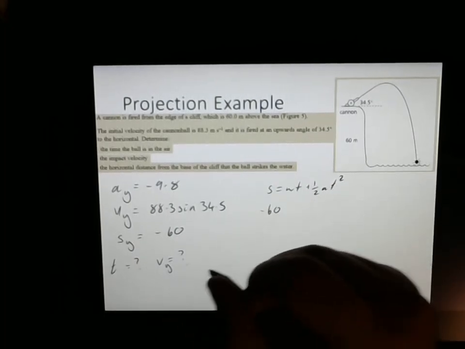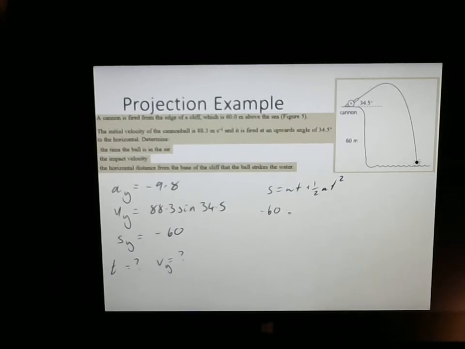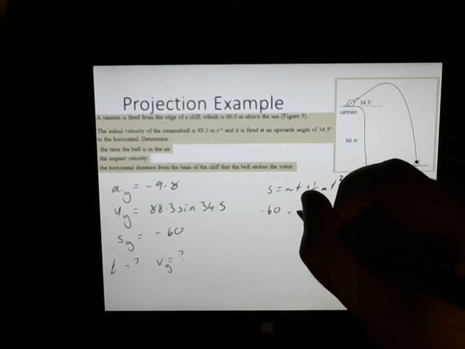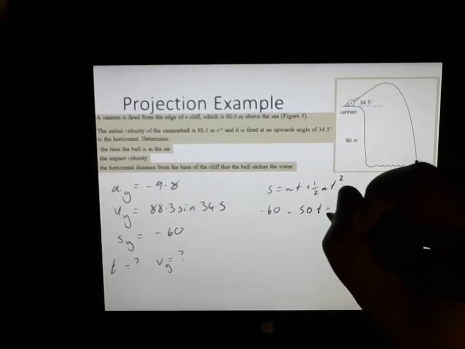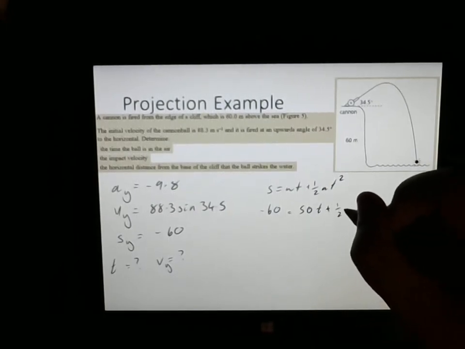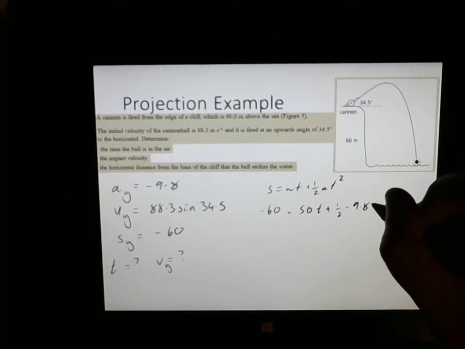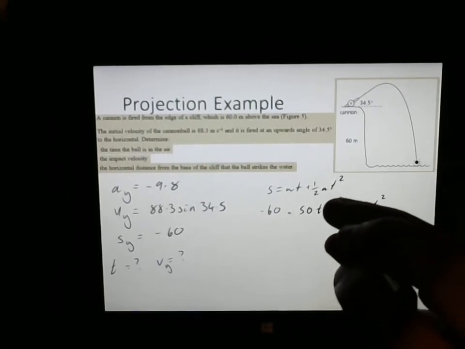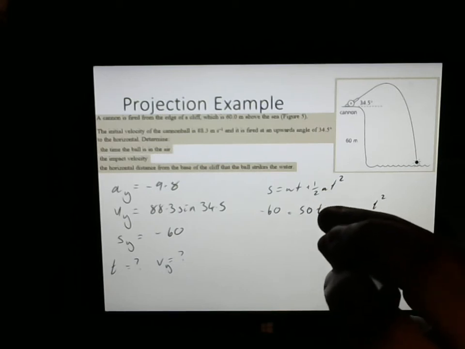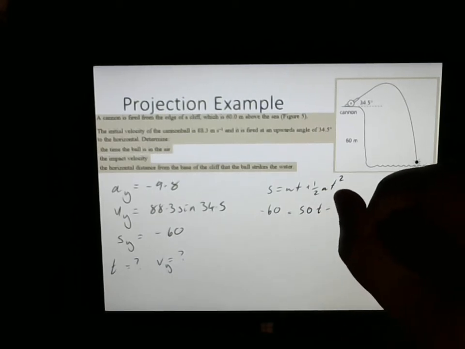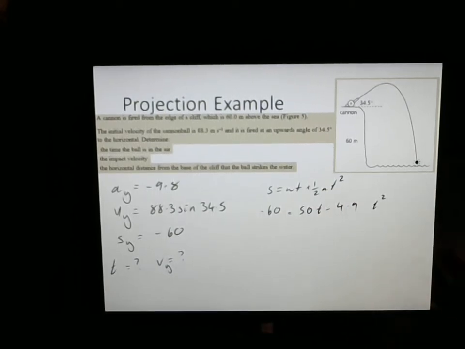Negative 60, got to be careful with that negative, equals, let's resolve that first, 88.3 sine 34.5, very weird number to choose, it's pretty close to 50. 50t plus half negative 9.8 t squared. Let's just turn that into negative 4.9 because I can't be bothered dealing with lots of random stuff everywhere. Okay, we can't use the factoring technique we had before because we have a 60 there.